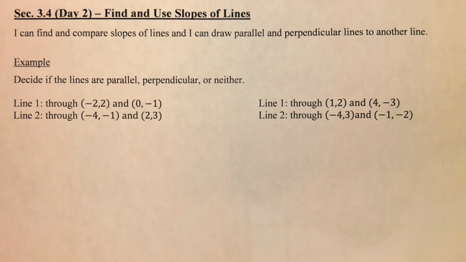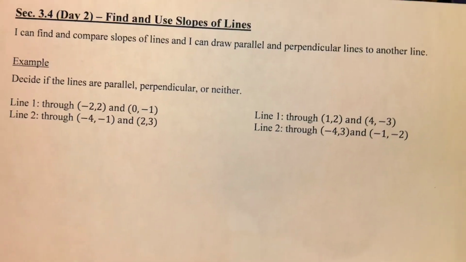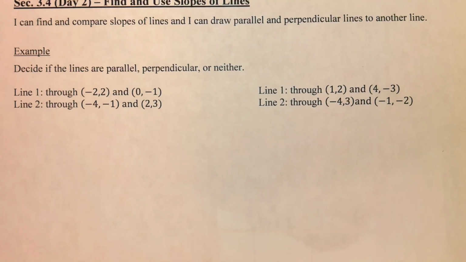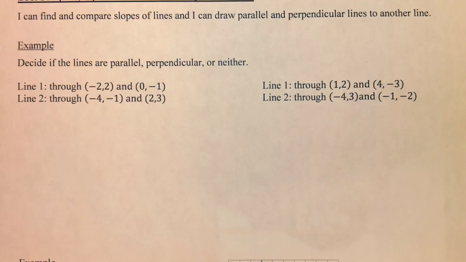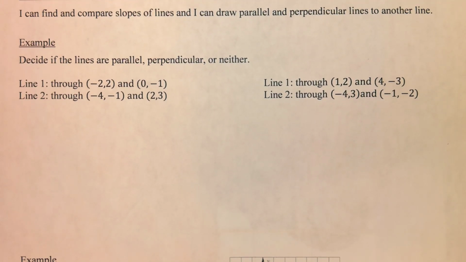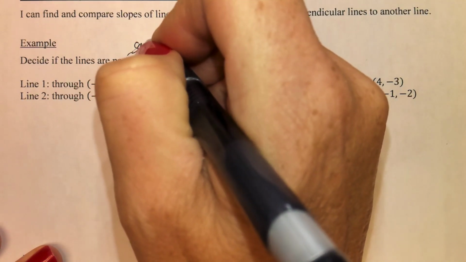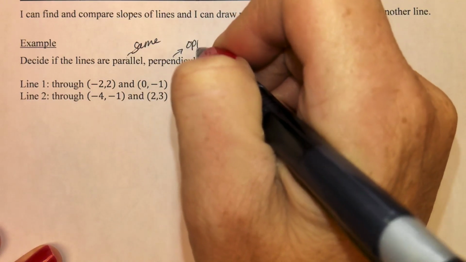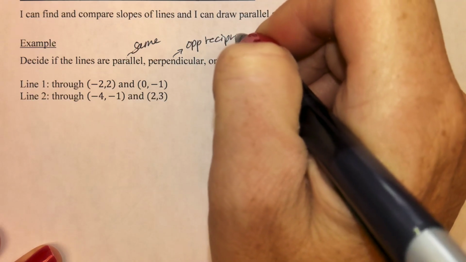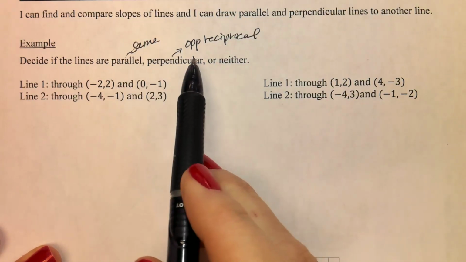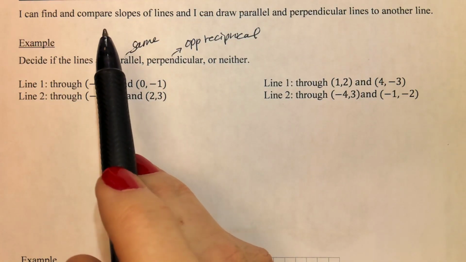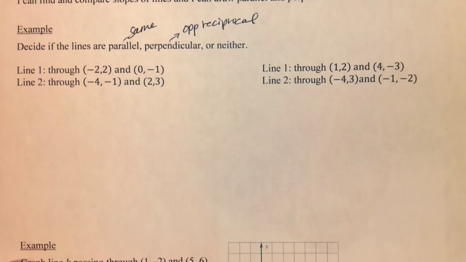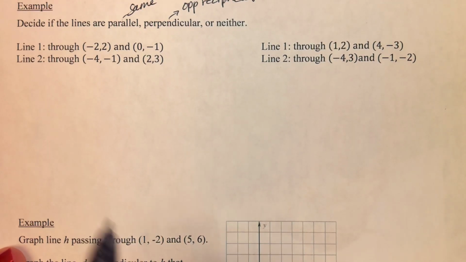This is section 3.4, day 2, and today we're going to use our idea of slope to talk about parallel and perpendicular lines some more, and then we're going to draw those kinds. First example, we're just going to refresh. We're going to decide if these lines are parallel, perpendicular, or neither. And remember that parallel lines have the same slope, and perpendicular lines have opposite reciprocal slopes. If you're unsure what those are or what that looks like, make sure you go back and watch the lesson right before this. First off, we're going to find the slope of both of our lines.